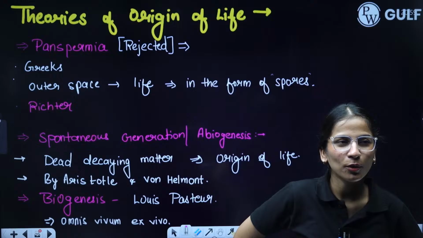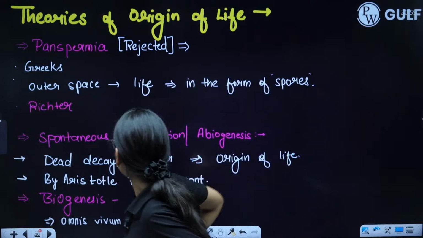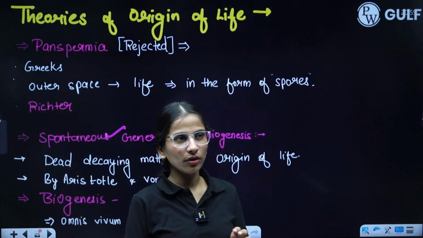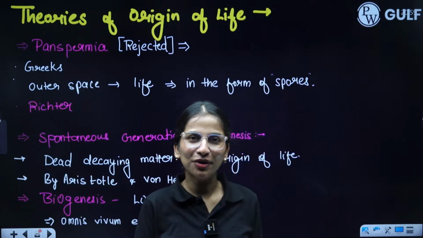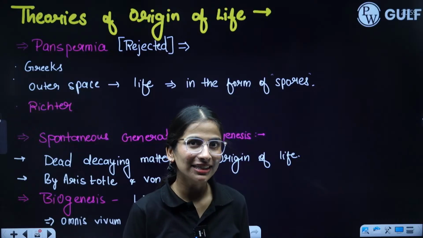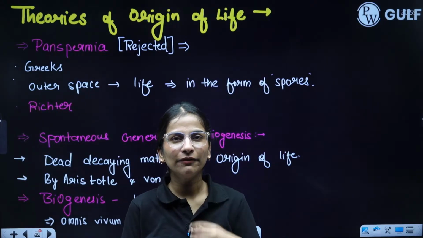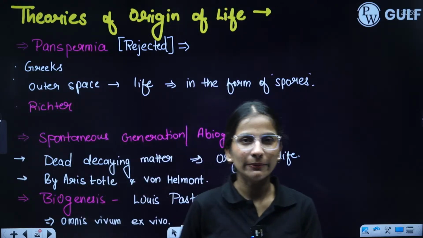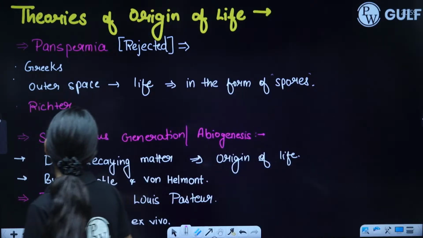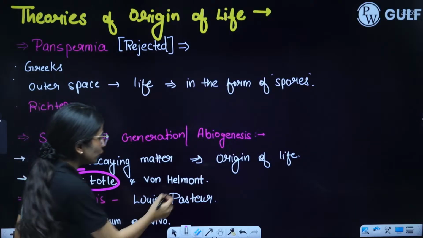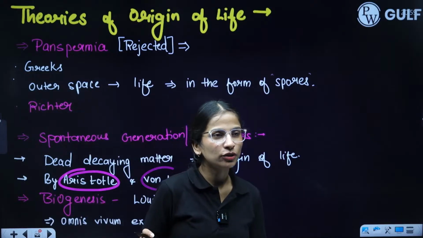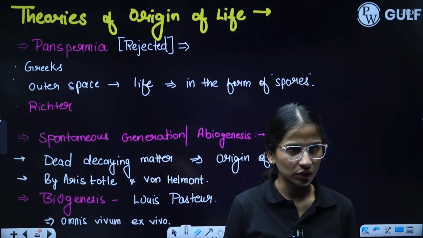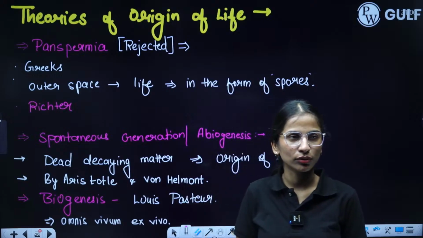Now, next up, we have spontaneous generation or abiogenesis. Spontaneous generation means the origin of life was very spontaneous, or from non-living particles. Later on, when we study chemical evolution, we say that yes, it is from chemicals only. Chemicals are non-living particles only, but still, this particular theory was a little absurd, I must say. This was given by Aristotle and Van Helmont. Aristotle is a very famous scientist. I hope all of you know his name. He has done a lot of different works in our science. This particular work was also given by him.